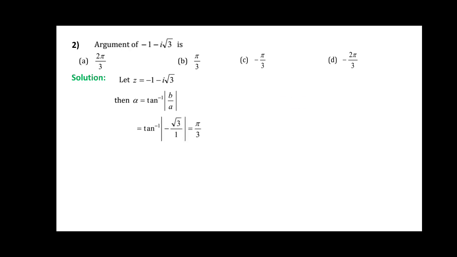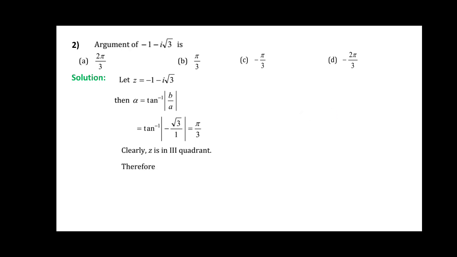Therefore, alpha is equal to tan inverse of the whole modulus of root 3 by 1. Here the modulus means we take it as positive only. Therefore, it is tan inverse of root 3, which is equal to pi by 3. Now we see that z lies in the third quadrant, because both the real part and imaginary part are negative. Both are negative, so definitely z lies in the third quadrant.